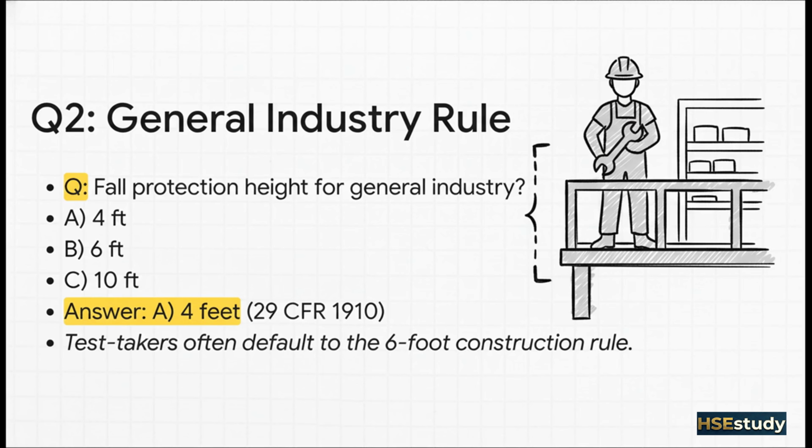All right, question 2. Notice the keyword change here. We're now in a general industry facility, like a warehouse. So what's the height requirement? The answer is A, 4 feet. See? This is the first major trap on the exam. We switched from construction to general industry and the number changed. It's not 6 feet anymore. For general industry, it's 4. So many people just see fall protection and automatically pick 6 feet. You gotta read the scenario.